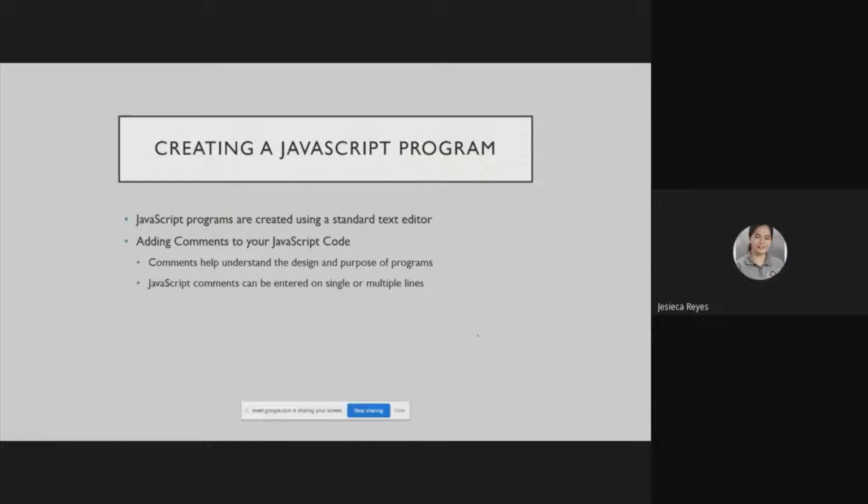So how will you create a JavaScript program? Using a standard text editor. Any text editor, such as Sublime, VS Code, Notepad, Notepad++, or other standard text editors. In JavaScript, you can also add comments. These comments help understand the design and purpose of programs, and can be entered using a single line comment or multiple line comments.